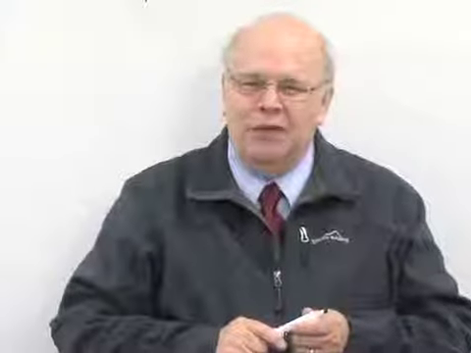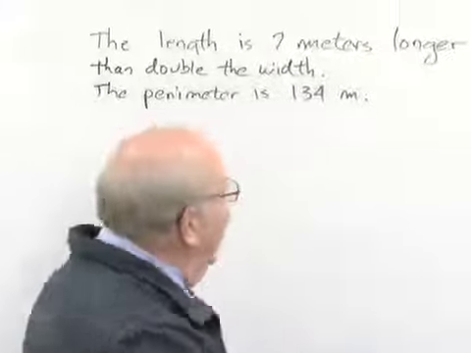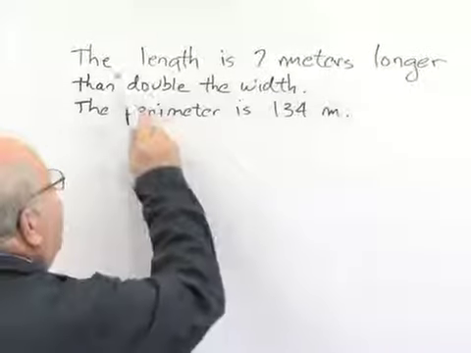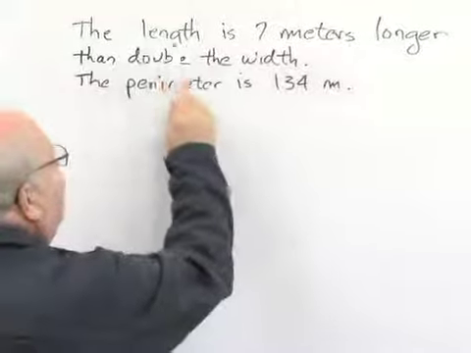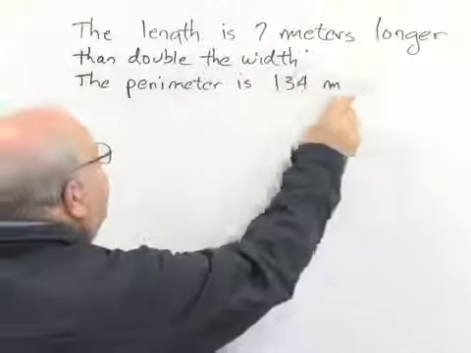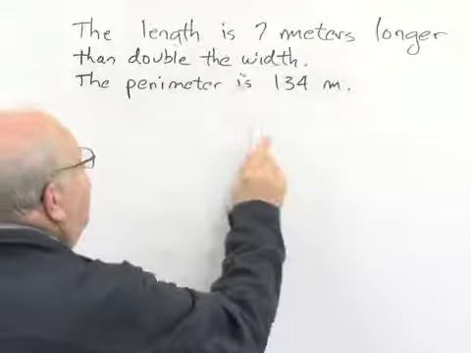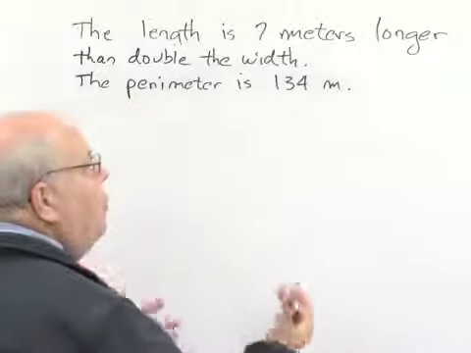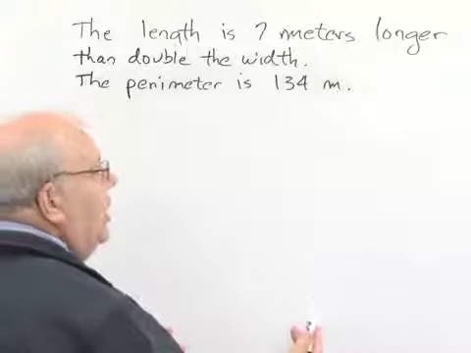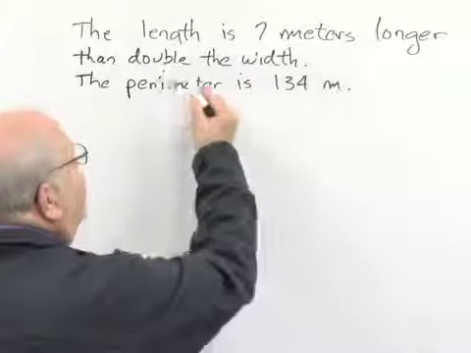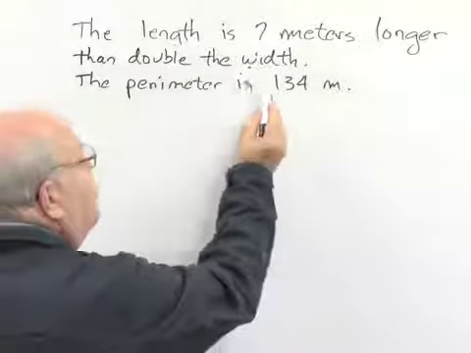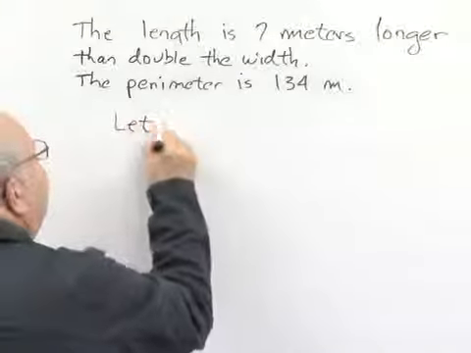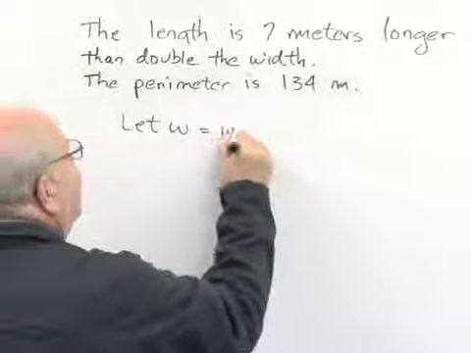Now, let's see if we can solve this problem. If we think about the problem that was just read, there's this very important comparison. The length is 7 meters longer than double the width. The hint suggested whatever you're comparing it to, let that be the variable. Here, the length is being compared to the width. So we start by letting W equal the width.